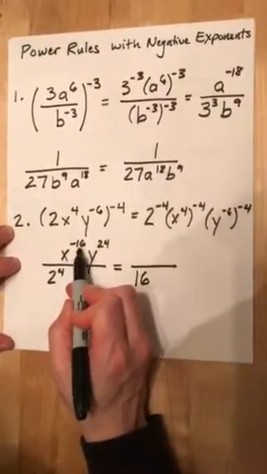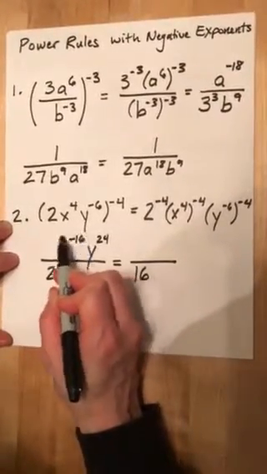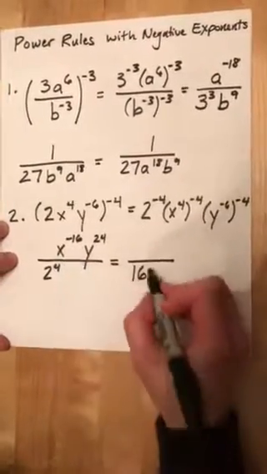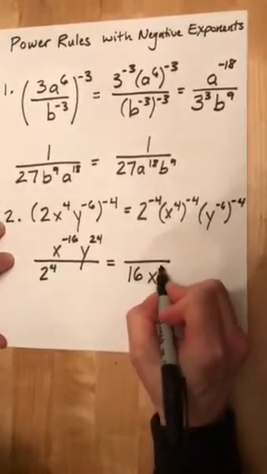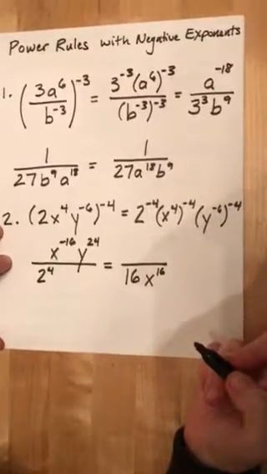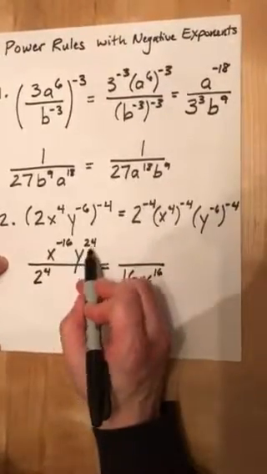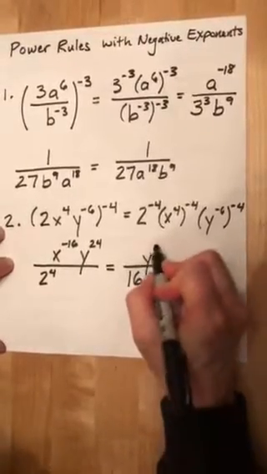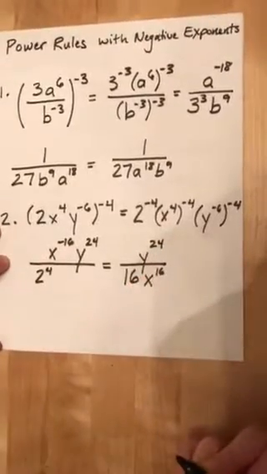This x to the negative 16, I can rewrite with a positive exponent by moving it to the denominator. And so that becomes x to the positive 16 down here. And then finally, the y to the 24th can stay where it's at because that exponent is positive. So this would be our final answer.